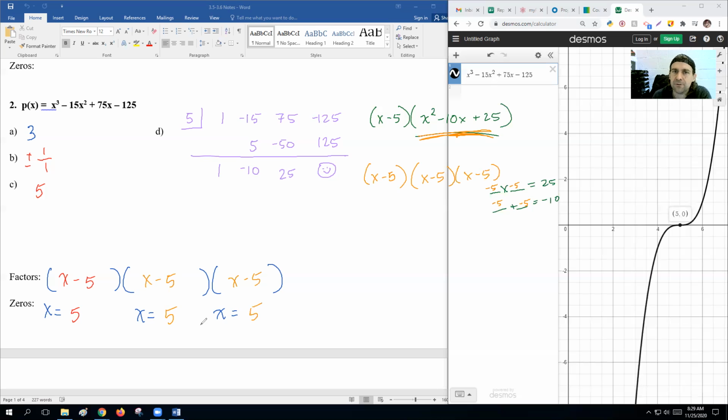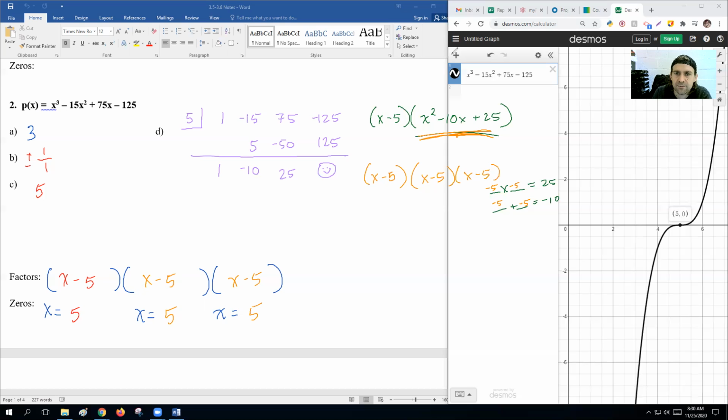So realistically, we only have one zero. The one zero is 5. We do have three factors, but they're all the same thing. And so one thing that we can talk about later on is the multiplicity of these factors, or the multiplicity of these zeros. How often are these zeros duplicated? In this problem, this is a degree 3. We only have the one zero, 5, and it's duplicated 3 times. So kind of a weird problem, but interesting things can happen.